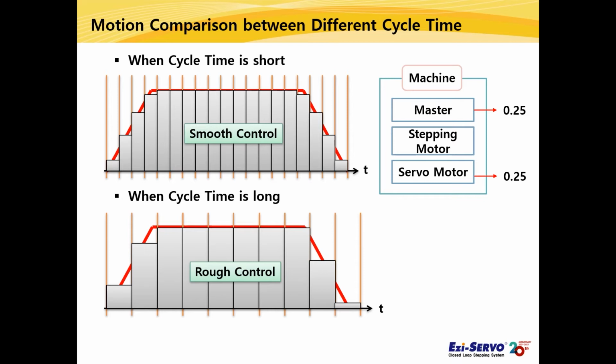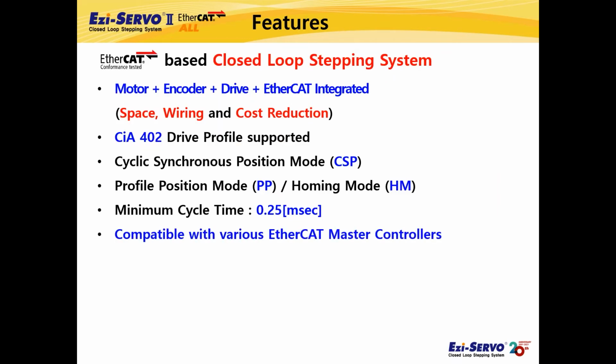If the cycle time of the step drive is 0.5 milliseconds, the minimum cycle time should be 0.5 milliseconds. Therefore, many companies are trying to reduce the minimum cycle time for high-precision motion control. Next, Ezi-SERVO II EtherCAT ALL is compatible with various EtherCAT master controllers.